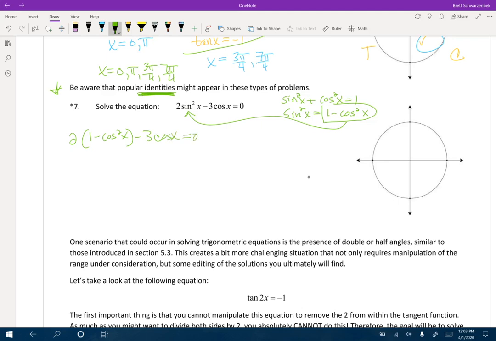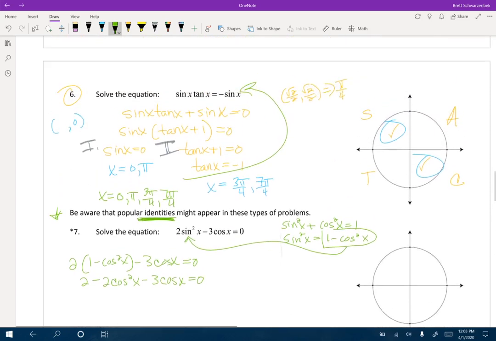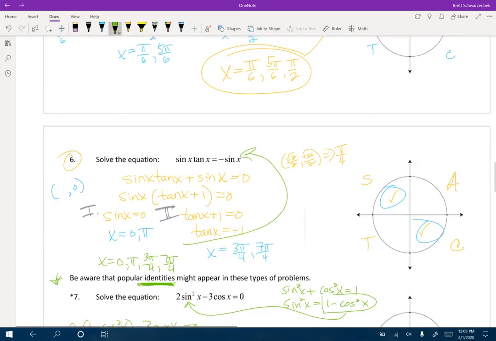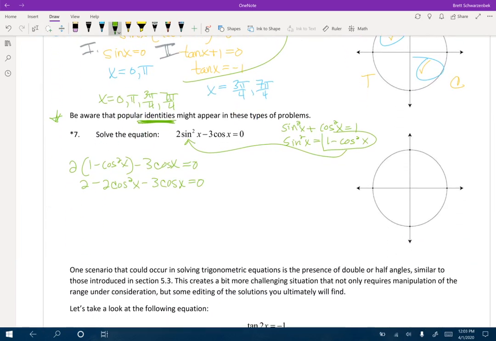Okay, we're going to do a little distributive property here. And then basically what we have now is essentially what we had in this problem. Squared, a single sine term in that one, and a constant. This time we're going to have a squared cosine, a single cosine, and a constant.